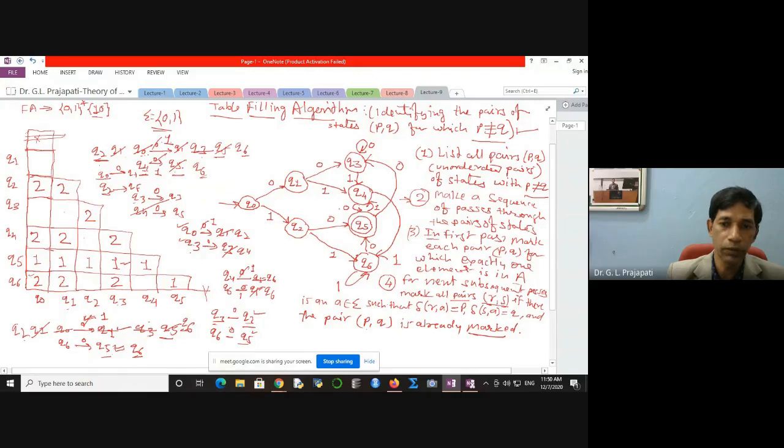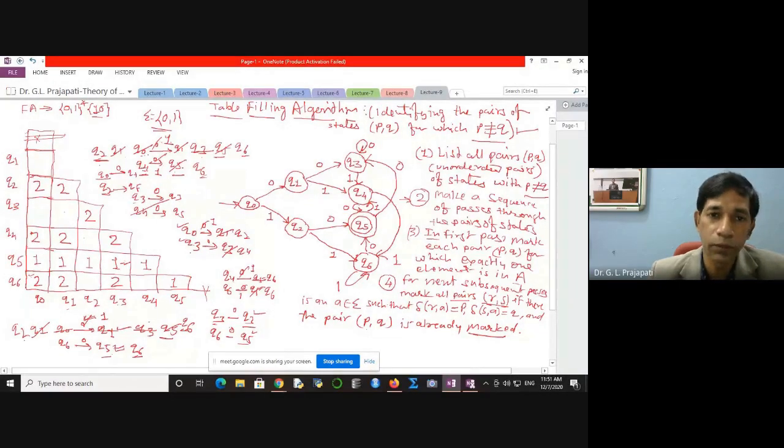So what about Q2 and Q4? Q2 and Q4, you can see, this is not marked. So this means that this pair cannot be marked. So this is the end of the second pass. Now, because of this updation, some new pair may be marked, because once you have considered a pair, you have not marked such pairs. So you may think that they can be marked on behalf of this marking in the second pass.